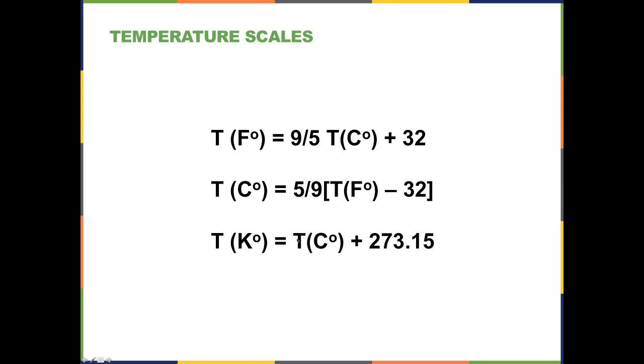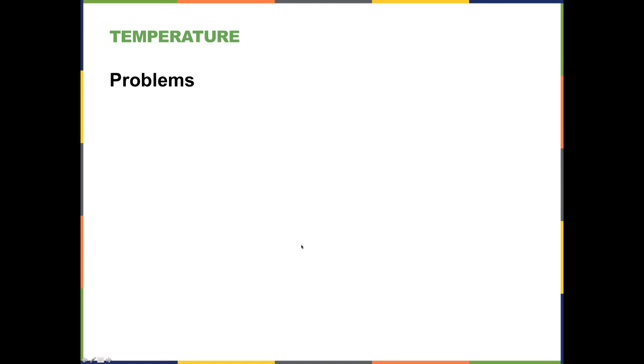If you do it in the wrong order, you'll get the wrong answer. And then to convert from Celsius to Kelvin, you just add 273. There are no direct conversions from Fahrenheit to Kelvin, so you have to convert first to Celsius and then to Kelvin if you have a Fahrenheit temperature. So let's take a look at some examples.